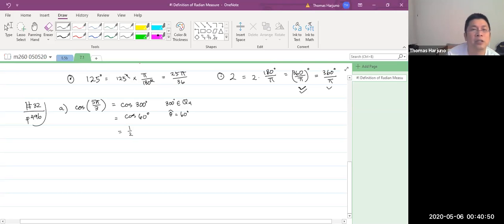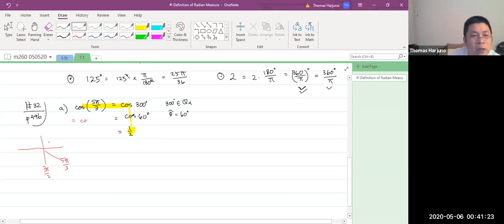Now, this is the old way to do it. If you want to do it this way, fine, I don't mind. But I prefer this way. You see right away from 5 pi over 3, 5 pi over 3 is more than 3 pi over 2. 5 pi over 3 must be in quadrant 4, right? And then in quadrant 4, cosine is positive. So this will be positive cosine.